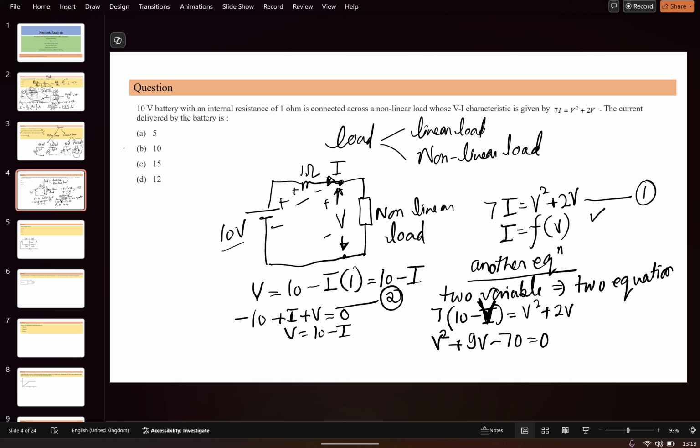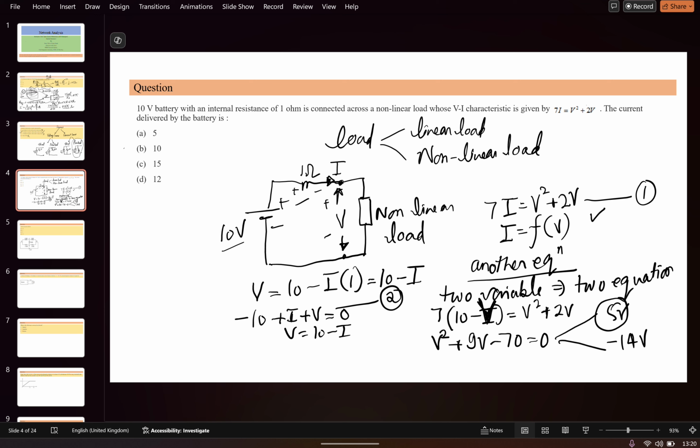What is the correct solution for this? Let me also solve for you. With coefficients 1, 9, minus 70, two values come: one is 5, and the second is minus 14. We consider the positive value because we have considered V as positive. So V is actually 5 volts.